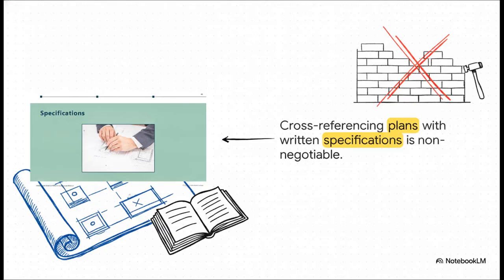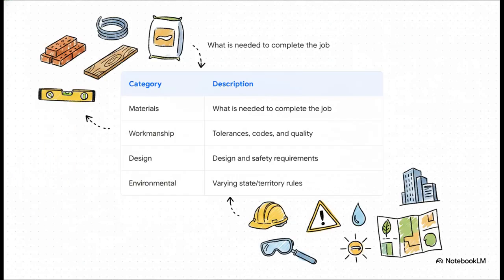Because of this, cross-referencing your plans with the written word is 100% non-negotiable. If you ignore the specs, even the most gorgeous architectural plans can lead to massively expensive mistakes on site. You might build a wall in the exact right spot, but if you use the wrong materials, you'll be tearing it straight back down. When you crack open a specification document, you're primarily hunting for four main pillars.